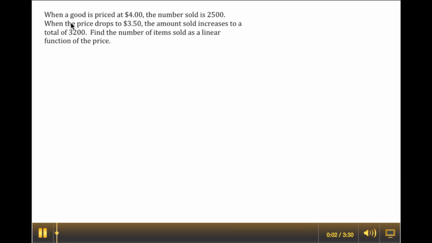Okay, we've got a linear word problem here. You can see what's being described here is a good. We've got prices, and then at each price, how many are sold. And then find the number of items sold as a linear function of the price.